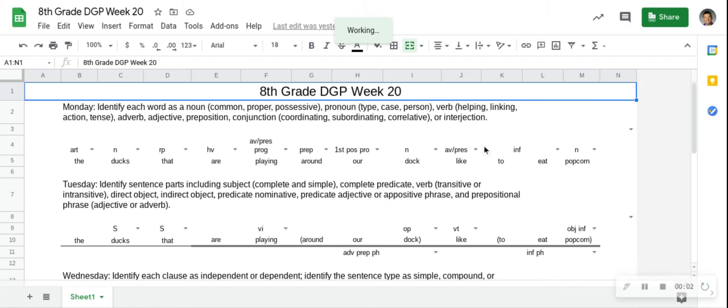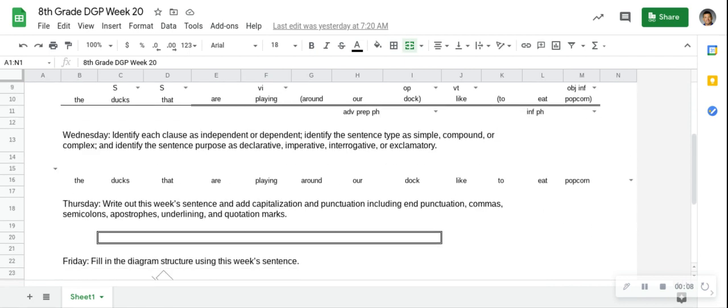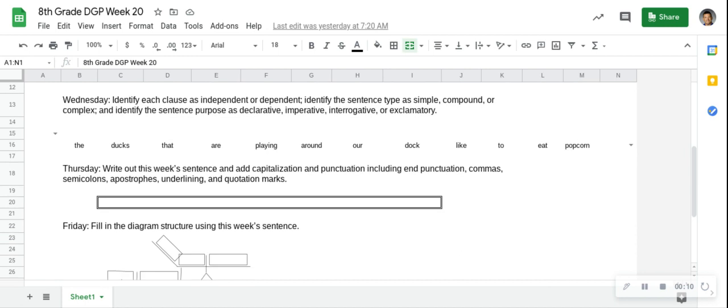All right, DGP Wednesday. My DGP is still loading up for week 20. We did Monday and Tuesday yesterday, or should have done Monday the week before, Tuesday yesterday, but either way, we should have them completed by now.